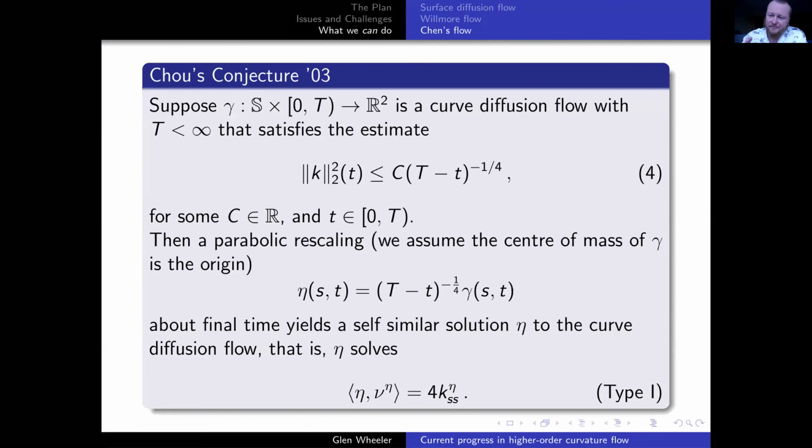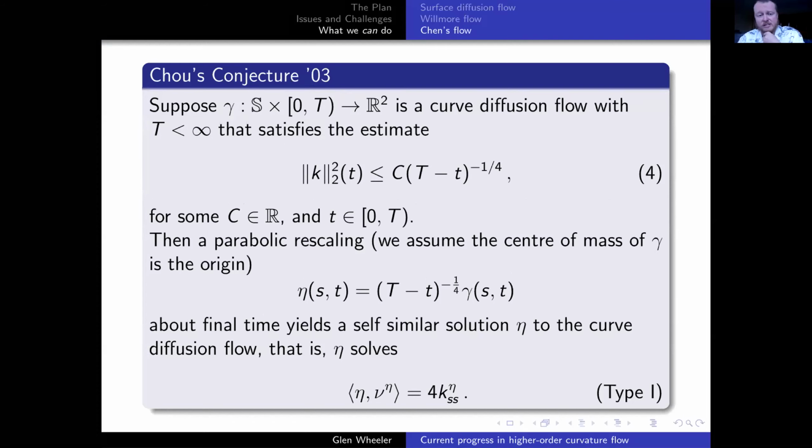Okay, and then the last thing that I wanted to highlight as a goal is again for curve diffusion. As you can see, a lot of things are very difficult in higher order curvature flows. So a lot of people focus on the simple cases and then generalize further. And that's definitely the case here. So this is from Chou's 2003 paper.